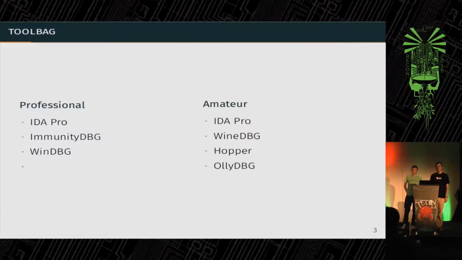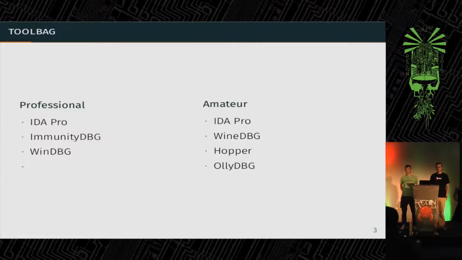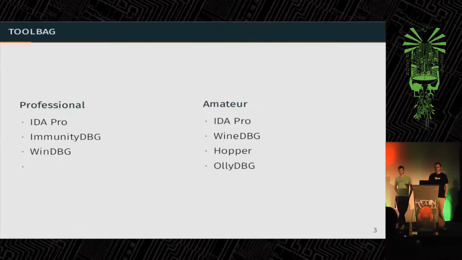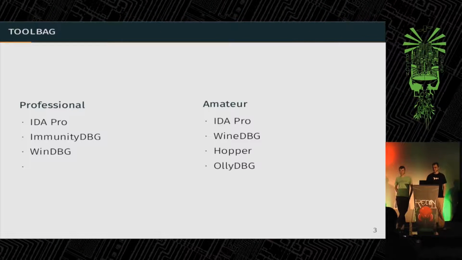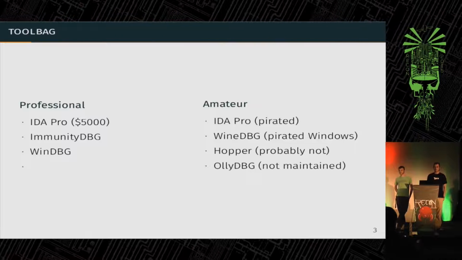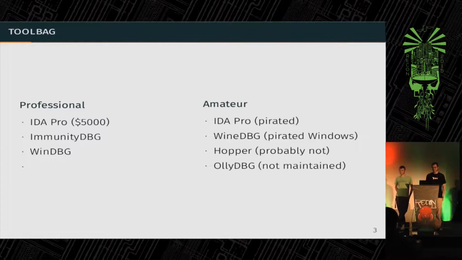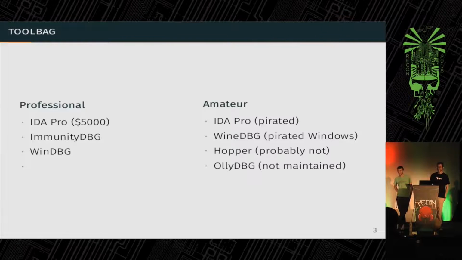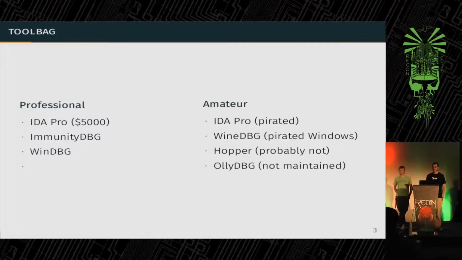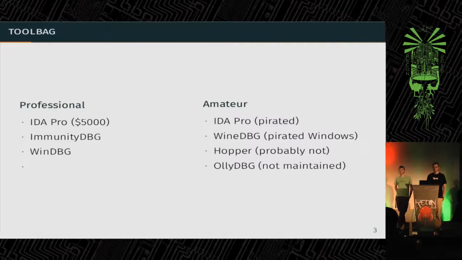So in most reverse engineers' toolbags, if you're a professional, it's most likely IDA Pro, ImmunityDebugger, or WinDbg as your top three tools. If you're an amateur, it's probably also IDA Pro, WinDbg, Hopper, or OllyDbg. But for amateurs, I'm pretty sure that almost no one was working at a certain antivirus company in 2011. Either you're using WinDbg or your Windows is probably pirated. Hopper, maybe, probably not. And OllyDbg is kind of defunct. I don't think anybody is still developing this.